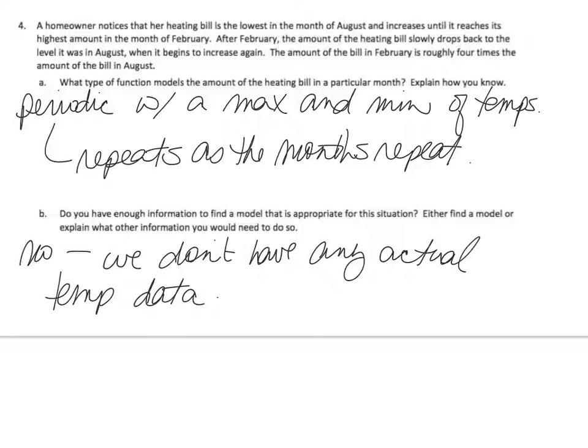Hold on. So part B, do you have enough information to find a model that's appropriate? No. They didn't give us any data, so we can't really find a model. But that's okay. Yeah, if we knew the maximums, the minimums, and some of the temperatures in between, we could do it. But they didn't give us any. So nope, we do know what type of model it would be. And if we had some information, we could use our calculators and come up with a model or a function for it, but we can't.